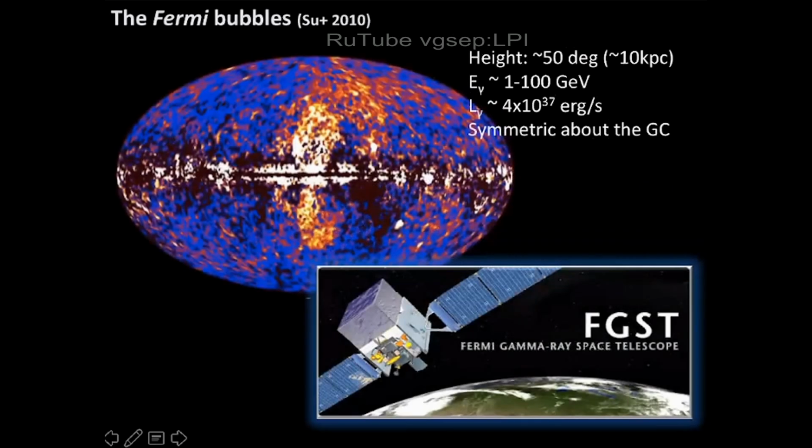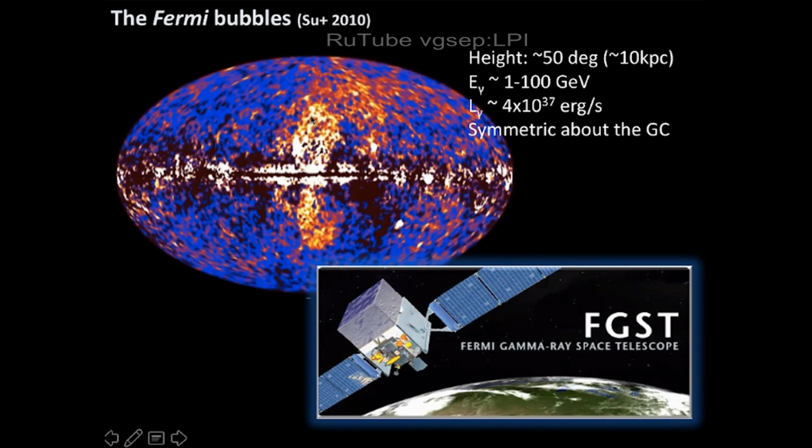Okay, so this is the gamma ray image of the Fermi bubbles. I believe all of you have seen this picture many times. So the Fermi bubbles are two giant gamma ray bubbles revealed by the Fermi Gamma Ray Space Telescope in 2010. Its height is about 50 degrees in galactic latitude, which corresponds to roughly 10 kiloparsec away from the galactic plane in physical scales. And the gamma ray emission was observed between 1 to 100 GeV, and the integrated gamma ray luminosity is about 4 times 10 to the 37 ergs per second.